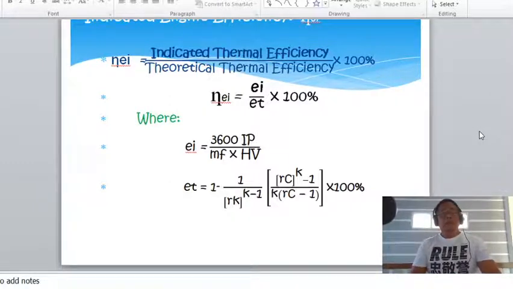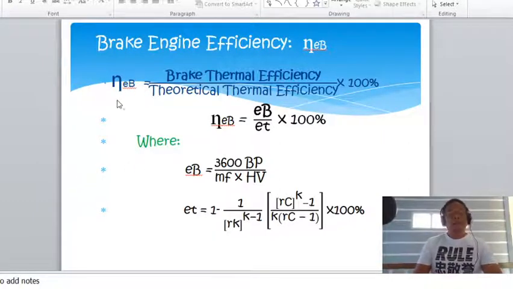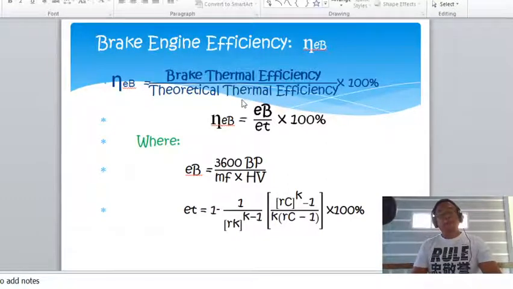Okay? So, next is the brake engine efficiency. The derivation of the formula here is the same in all types of engine efficiency. Okay? So, for brake engine, our numerator here is, of course, the brake thermal efficiency, and the denominator is the theoretical thermal efficiency.